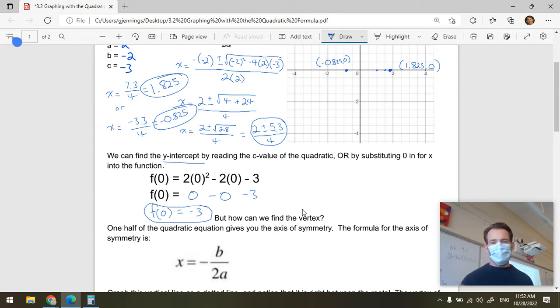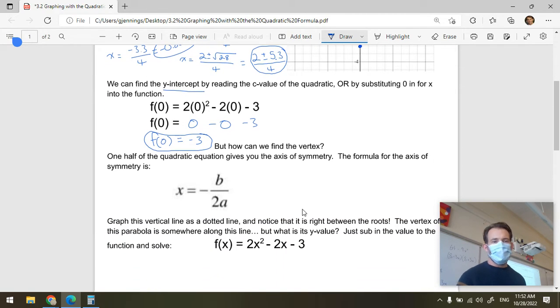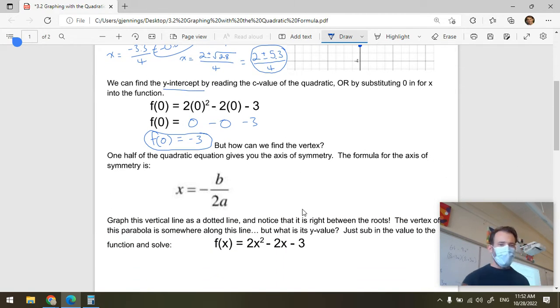So we can plot that one as well. That's down here. But it's not the vertex. It's just the y-intercept. And so how can we find this vertex? Well, one half of the quadratic formula is just that first part, negative b, and it's still divided by 2a. And with negative b, we go plus or minus something.